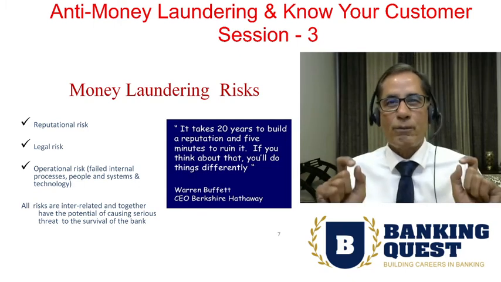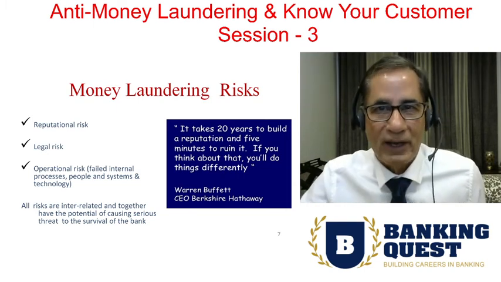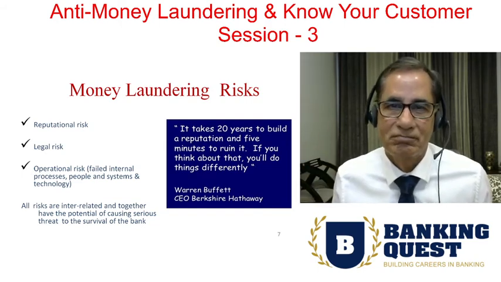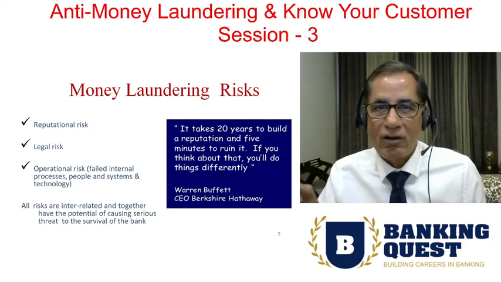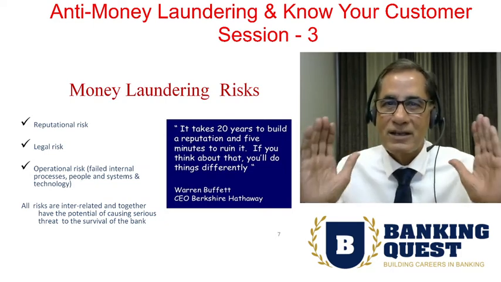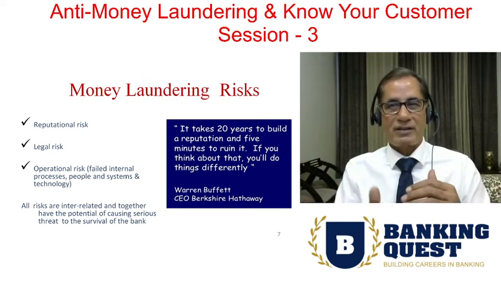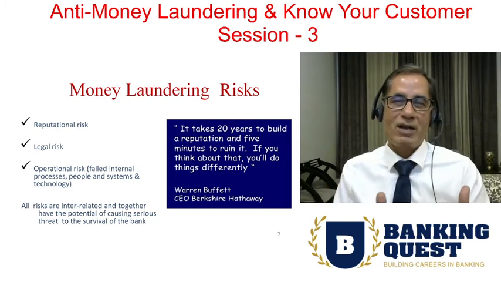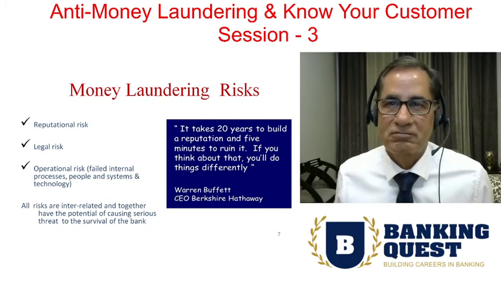And the third risk is operational risk. If money laundering takes place through a particular bank, then the regulator, Reserve Bank of India, can put a fine on that bank. And Reserve Bank will put a fine on the bank because of failure of internal processes of the bank. Maybe people processes, maybe system processes, maybe technological processes. So, supposing Reserve Bank puts a fine of 2 crore rupees on ICICI Bank, 2 crore for ICICI Bank is a very small amount, but it carries a lot of reputational risk to the bank.